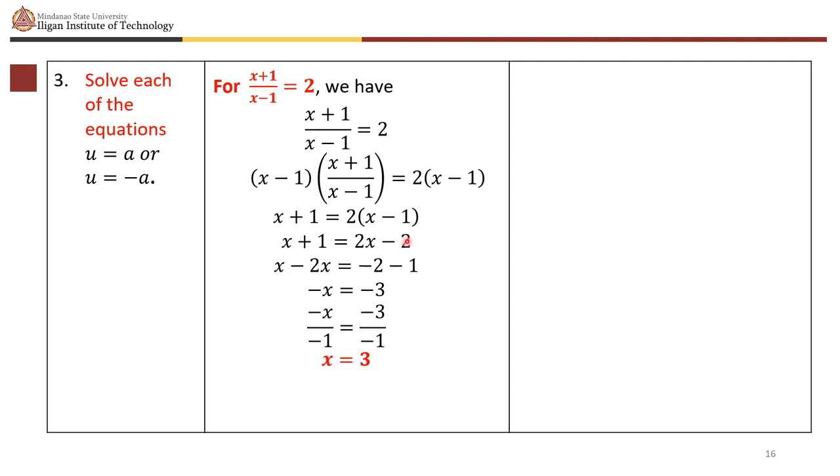And then you now have x, combine similar terms. So you have x minus 2x, then you have 1 here. So we will have negative 2 minus 1. So what is left here is negative x, that's equal to negative 2 minus 1, which is negative 3. And then divide both sides by negative 1 to come up with x equals 3. Now on the other hand, for x plus 1 over x minus 1 equals negative 2, we have the following.